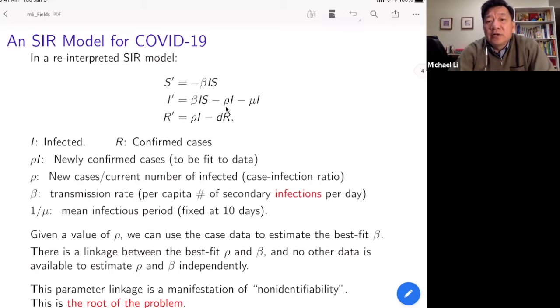There are two other terms. The rho of I term is the newly confirmed cases. This is the part of my model that is going to be fitted to the daily new cases. The time unit is set as a day. And then there are some people who are infected but never tested, and they might recover on their own. Those are people who are just asymptomatic, and we never know them. They probably don't know they're infected either.